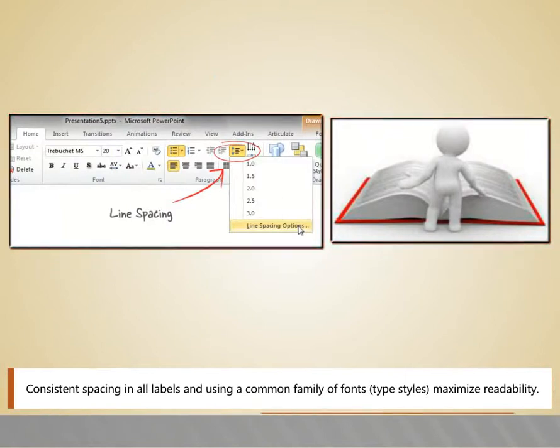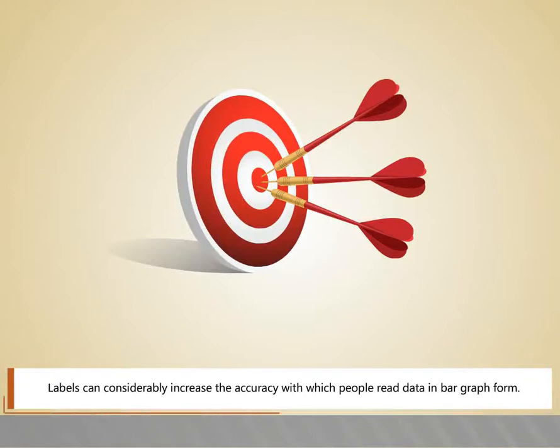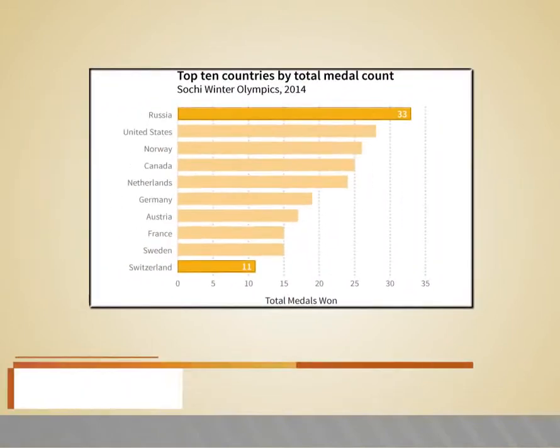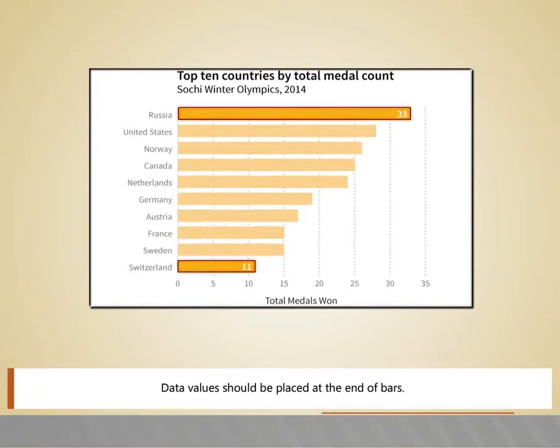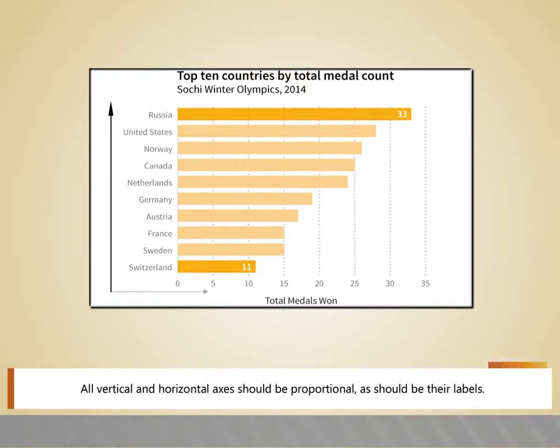Consistent spacing in all labels and using a common family of fonts and type styles maximize readability. Labels can considerably increase the accuracy with which people read data in bar graph form. However, the placement affects readability. Data values should be placed at the end of bars. All vertical and horizontal axes should be proportional, as should their labels.